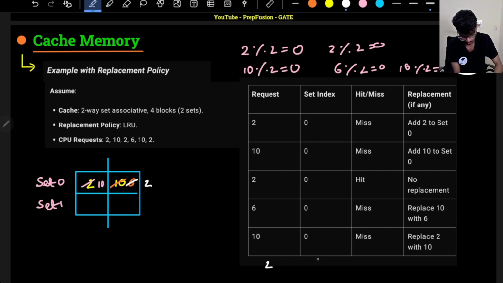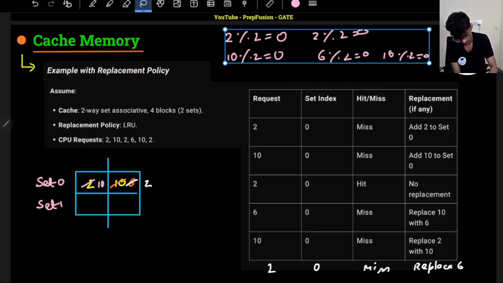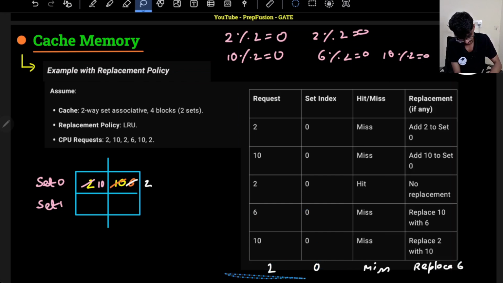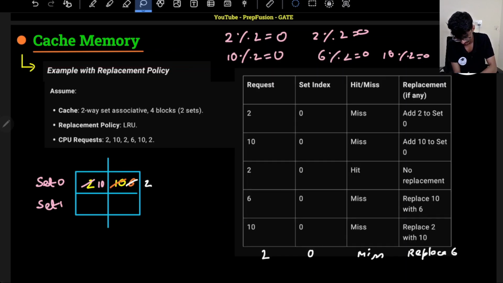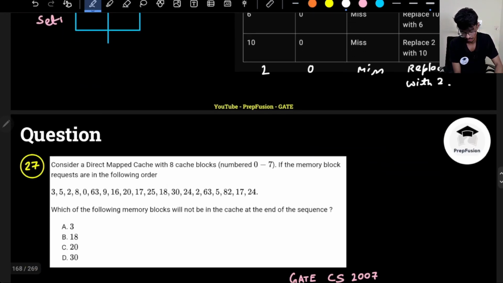Okay, so this will be 2, set index will be 0 only, this will be a miss again, and now I will replace 6 with 2. Okay, so that is how it works.